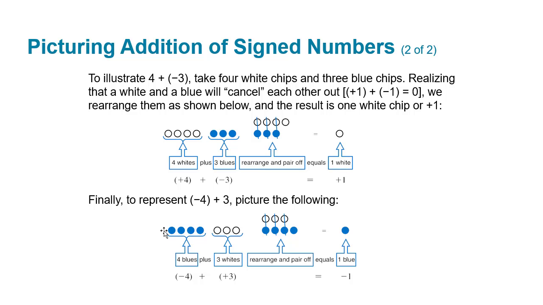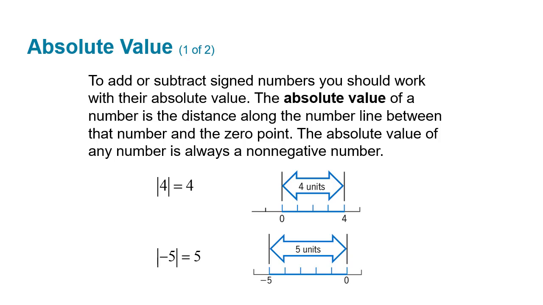Just like if we had negative 4 plus 3, we stack them, we subtract, we cancel out pairs, and we're left with one blue one, so the answer is negative 1. So that's a way of visualizing why adding negatives and positives gets us a difference.